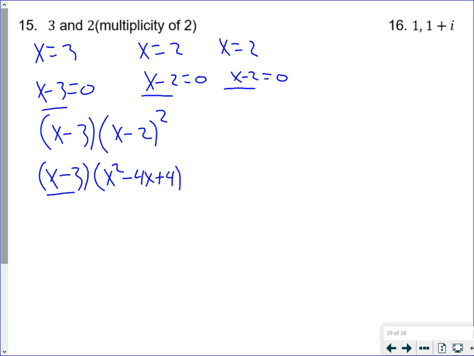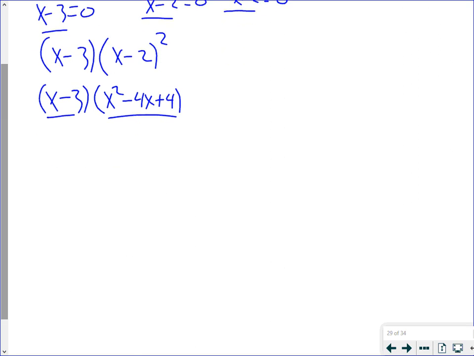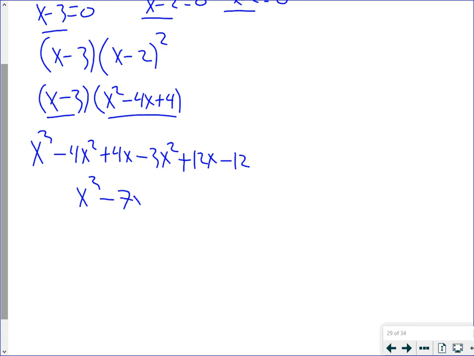All right? So now we can multiply these two together. You can use the box method if you'd like. I'm just going to multiply straight across. I'm going to use x and distribute it out to the second polynomial. So I get x cubed minus 4x squared plus 4x. And then I'm going to do the same thing with the negative 3: negative 3x squared plus 12x minus 12. I'll add like terms. And when I do, I get x cubed minus 7x squared plus 16x minus 12. And that right there is your answer for this problem.